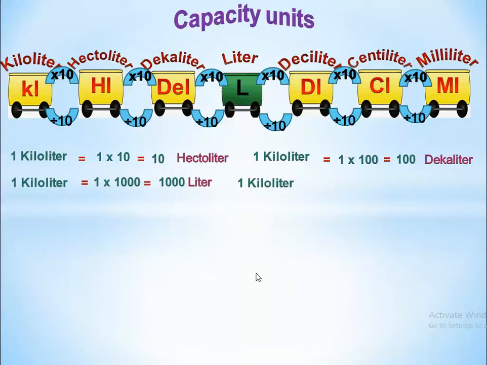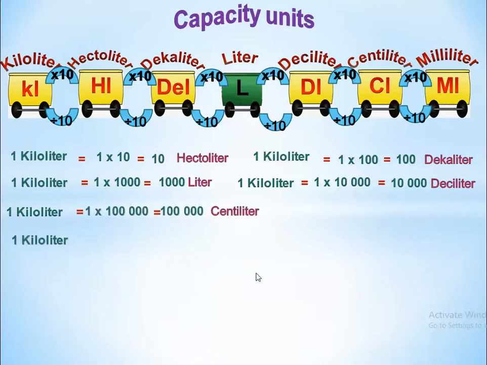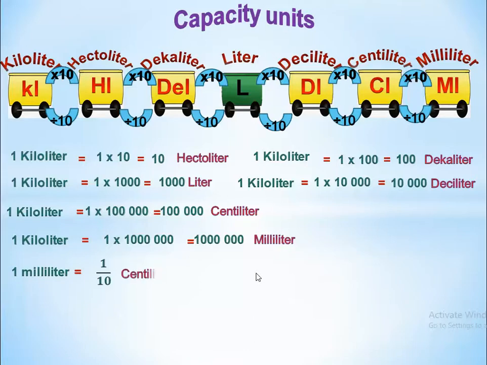1 kiloliter times 10,000 equal 10,000 deciliter. 1 kiloliter equal 1 times 100,000 centiliter, so it will be 100,000 centiliter. 1 kiloliter equal 1 times 1 million milliliter. Okay, and to convert, 1 milliliter equal 1 over 10 centiliter.